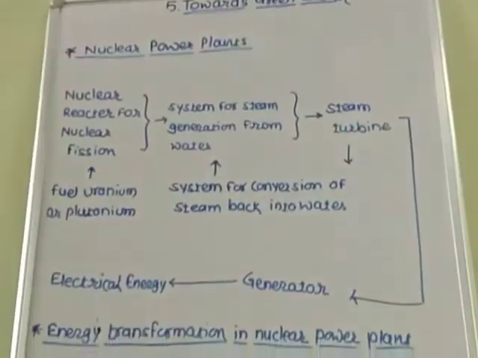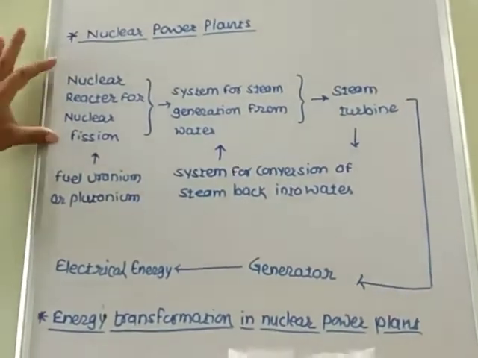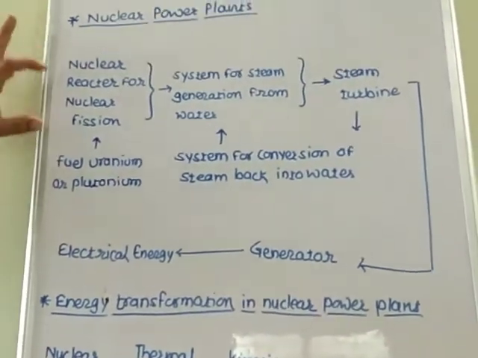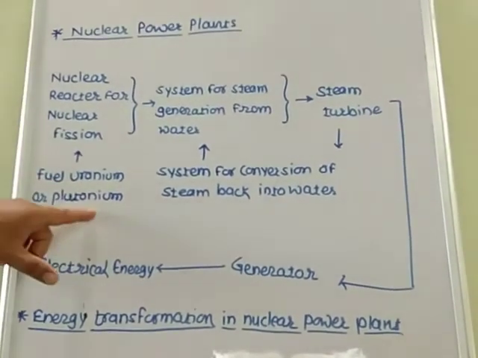Then on the board, in short, how electrical energy is produced in the nuclear plant. That means generation of electric energy by nuclear energy and energy transformation in nuclear power plants. Look at the board. Nuclear power plants. The nuclear reactor is for nuclear fission, where we use uranium or plutonium as fuel.